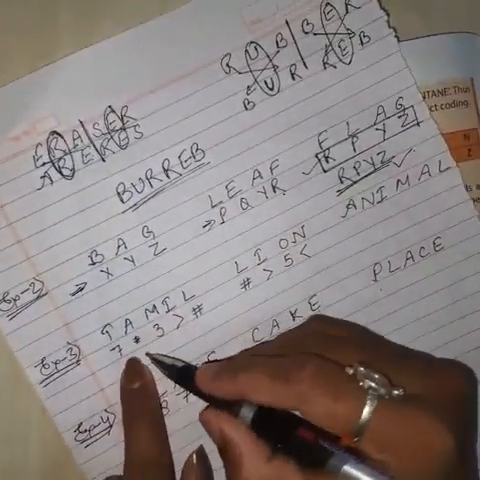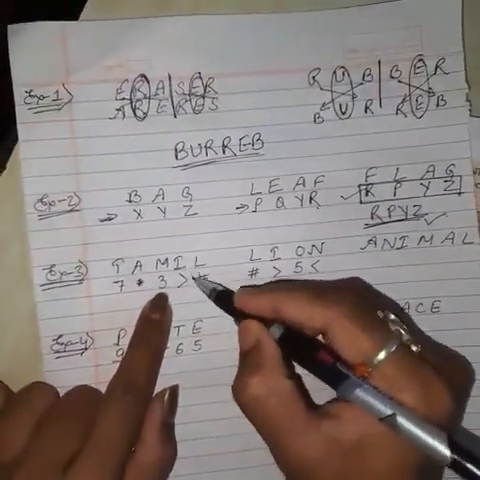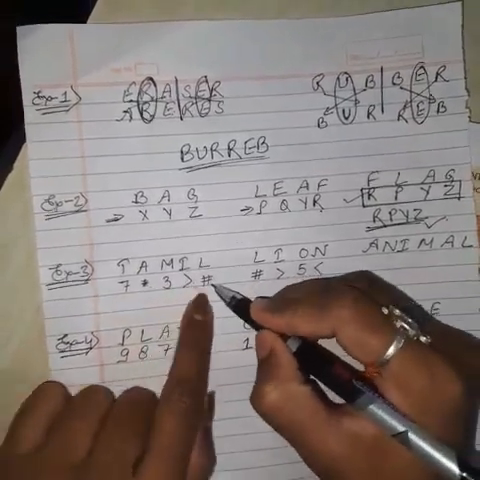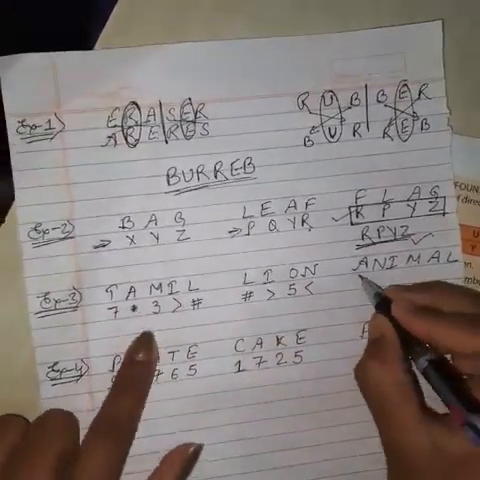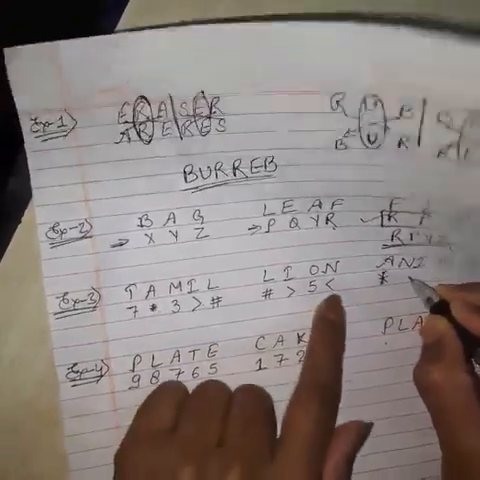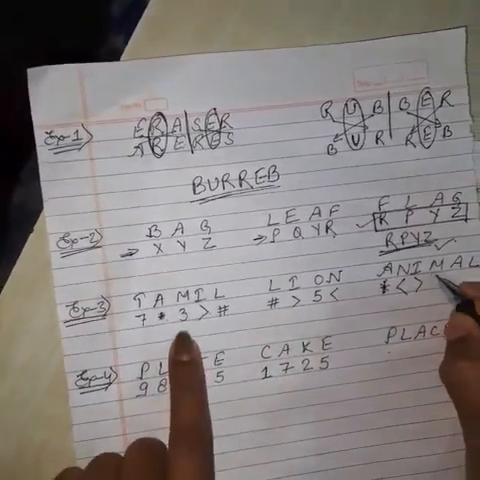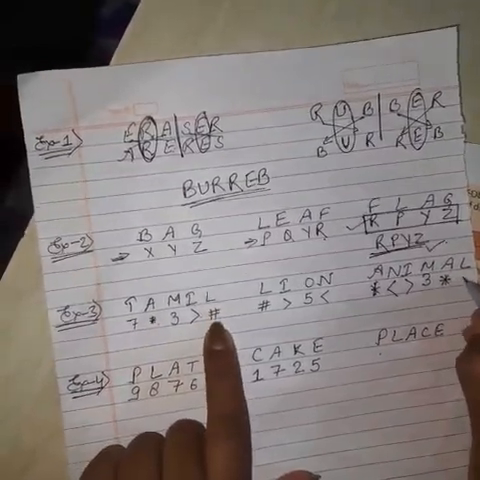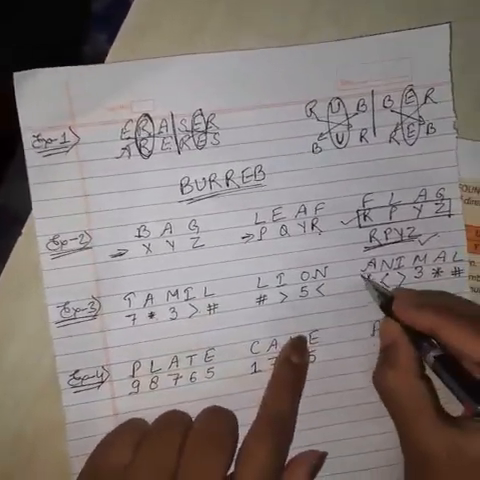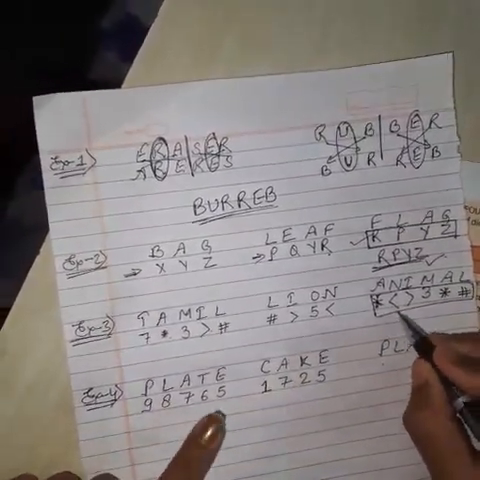T is coded as 7, A is coded as star, M is coded as 3, I is coded as greater than, L is coded as hash, and N is coded as smaller than. So A is coded as star, N is coded as smaller than, I is coded as greater than, M is coded as 3, A is coded as star, and L is coded as hash. The right answer is star, smaller than, greater than, 3, star, and hash.